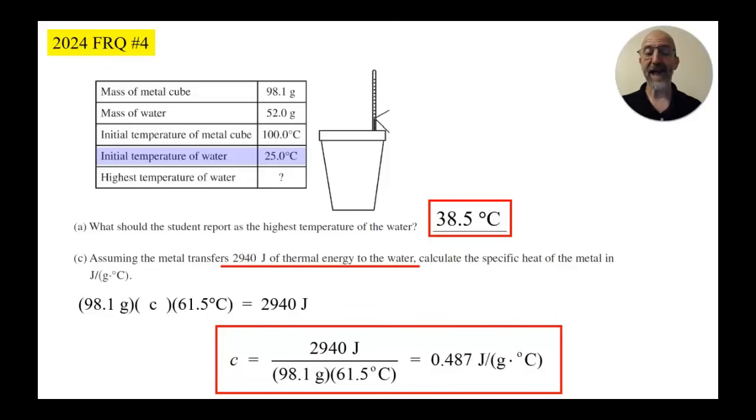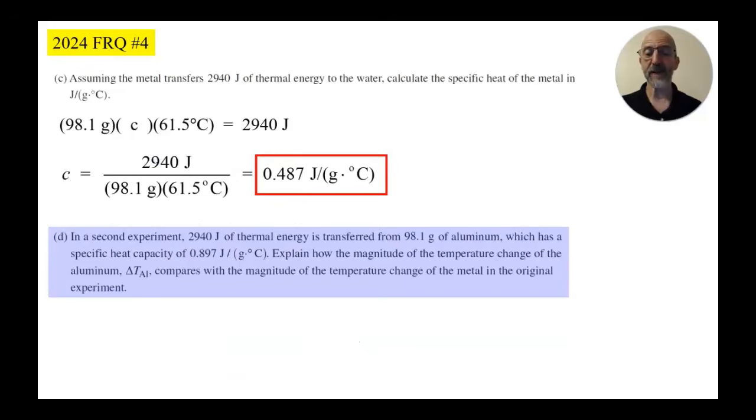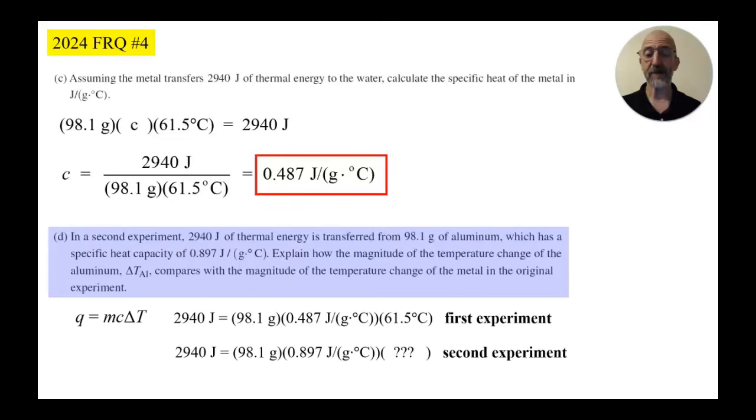Let's go ahead and take a look at our next thermochemistry question. This one is actually an extension of the previous experiment. So what we're doing in this next part of the question is we're considering that the first experiment was a particular metal, and the second experiment is now aluminum. Same mass, same amount of thermal energy transferred, but it says that aluminum has a specific heat capacity of 0.897. And what we have to do is the following.